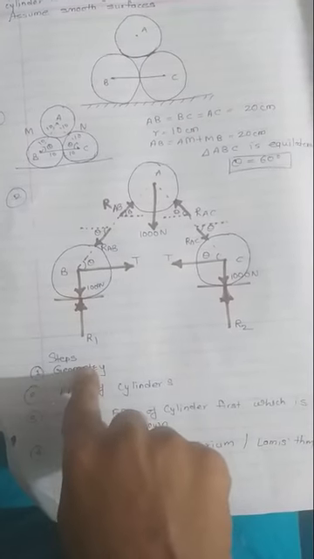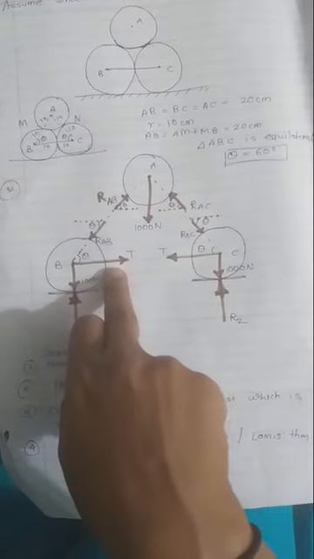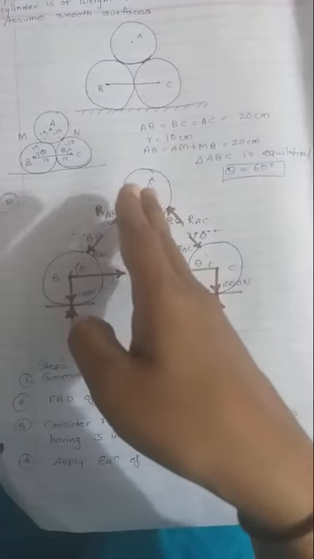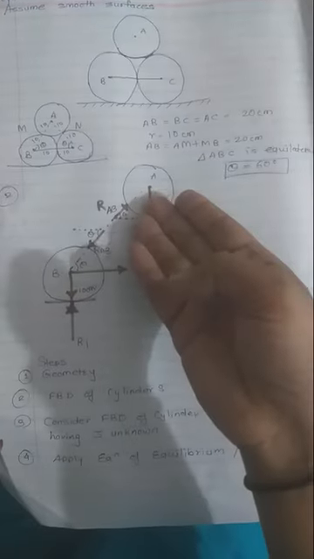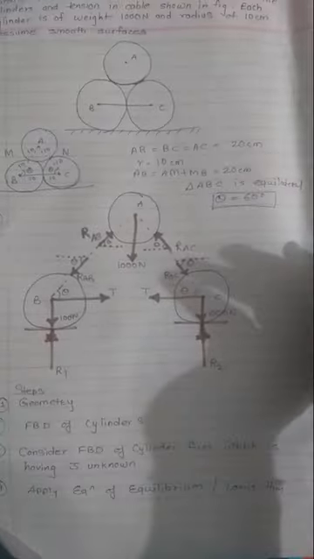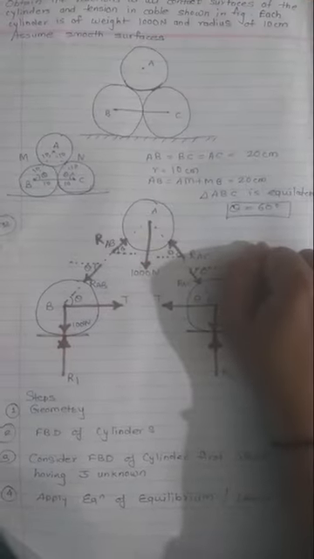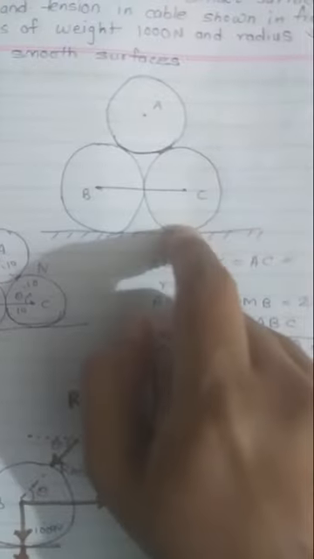After you work on the geometry, you have to go ahead with the FBD of individual spheres or cylinders. Then consider the FBD of the cylinder first which is having the minimum unknowns, or you can say we have three equations, so go ahead with the three unknowns. Okay, then apply equation of equilibrium or Lami's theorem according to the demand of the FBD. Okay, so very first thing is the geometry. Now look at this shape, A, B and C.